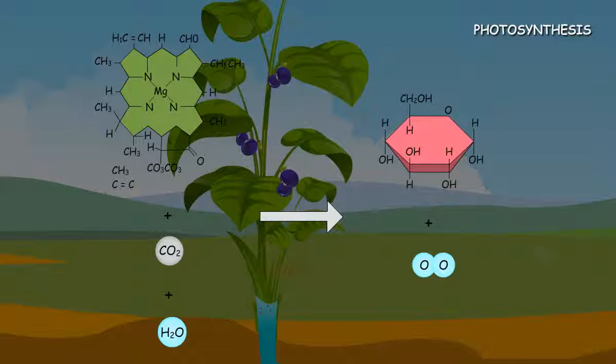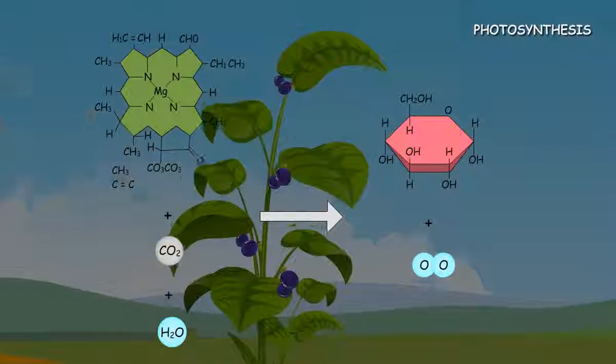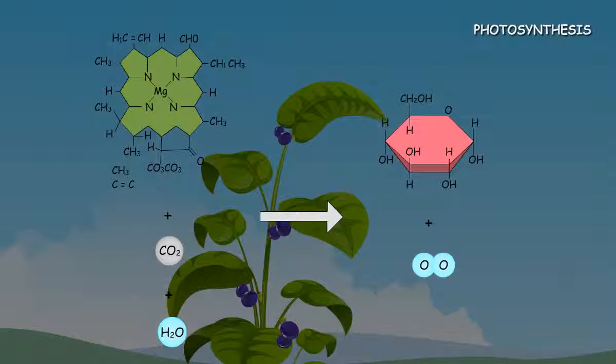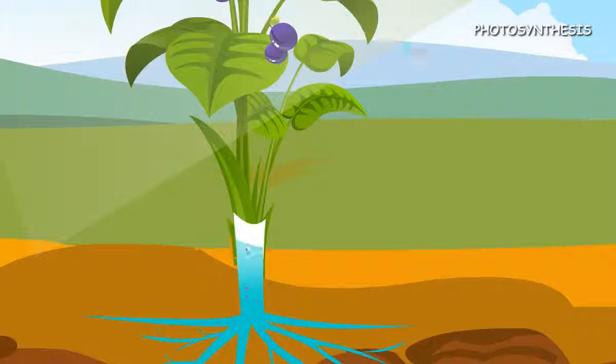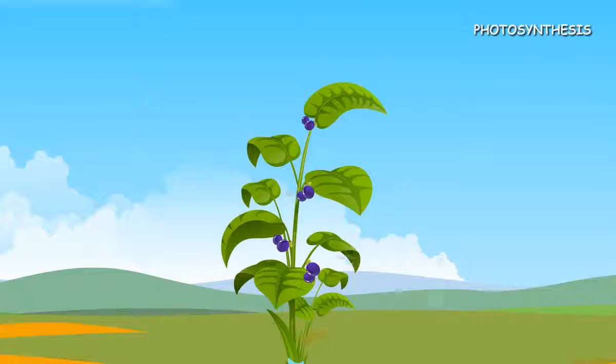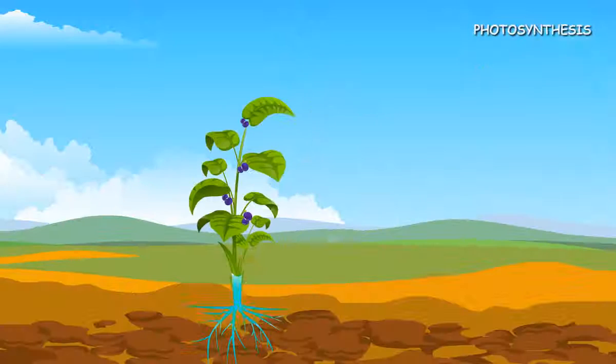Some of the glucose is used immediately, and the extra glucose, which is not used, is stored in the form of starch in the leaves. Some amount of this extra glucose is also stored in the roots of the plants. This extra glucose is used to perform photosynthesis when there is no sunlight.